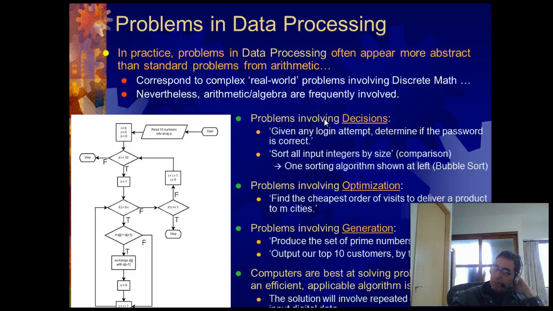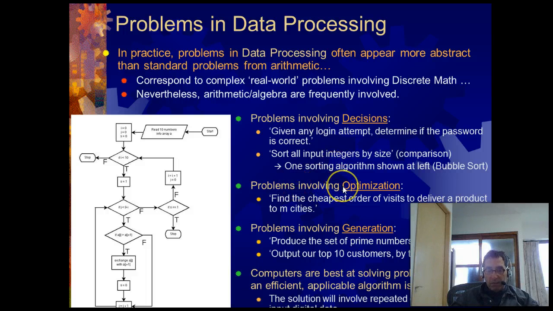So there are problems involving decisions. Here's an example. Given any login attempt, determine if the password is correct. So we have to decide whether, when someone tries to log in, the password is correct or not. Sort. Here's another example. Sort all input integers by size comparison. One sorting algorithm shown at the left is called the bubble sort. So you have to do a lot of comparisons, and that means decisions, like is A greater than B? If it is, put it in front. If it's not, put it in the back, and so on.